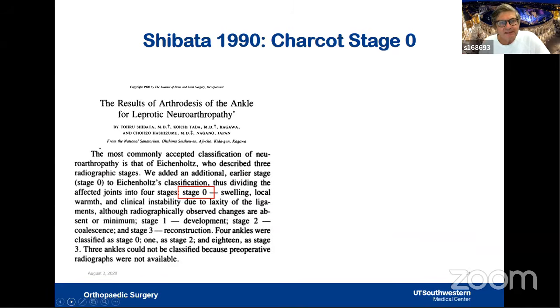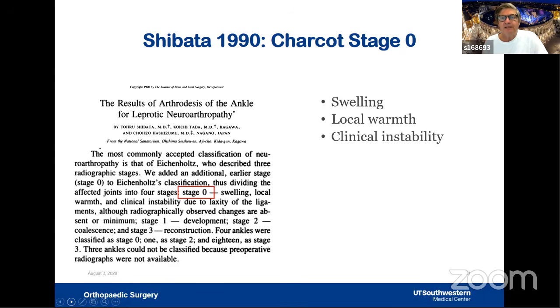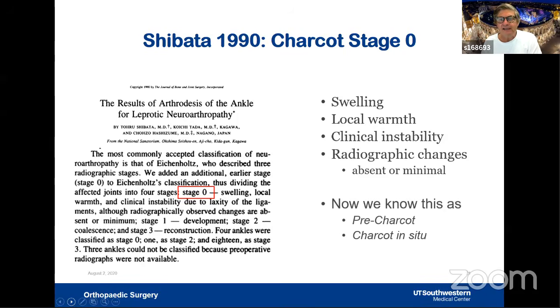And lo and behold, Shibata in 1990 in Japan wrote an article about stage 0 Charcot. And he was actually dealing with patients with leprosy. And so he found in those patients with swelling, local warmth, clinical instability, but radiographic changes that were absent or minimal, he defined this as stage 0 Charcot. This is before the foot collapses and when ideally all of us can treat these patients. Now we know this as pre-Charcot or Charcot in situ. I prefer to call it stage 0 Charcot. In my opinion, Eichenholtz stages has 4 now, with stage 0 being this.